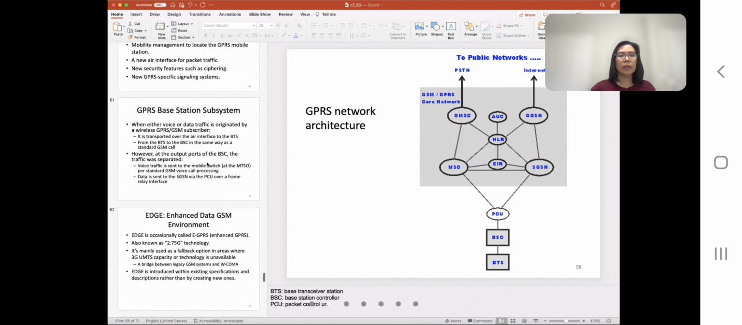Okay. All right. So that is the GPRS architecture and its different components. Now, GPRS was later replaced by something called EDGE.